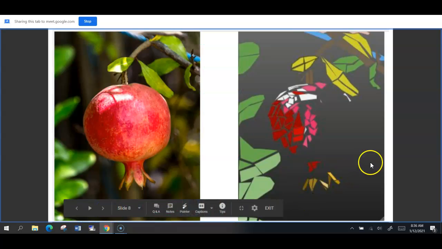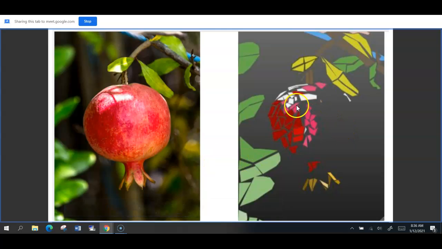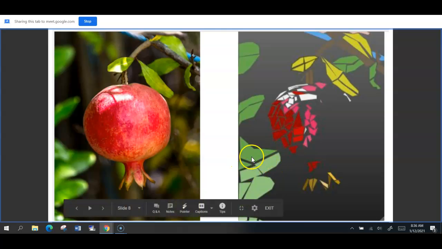Okay, here's one with, I want to say that's a pomegranate. But once again, they've taken the original. You can see the highlights on top of the fruit, and they put those highlights in over here on the right. So you're able to see the difference in the values. Plus, they have the difference in the values with the leaves. So they were observing these really well.